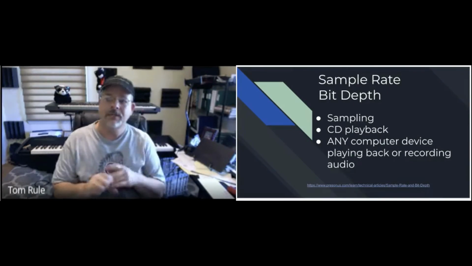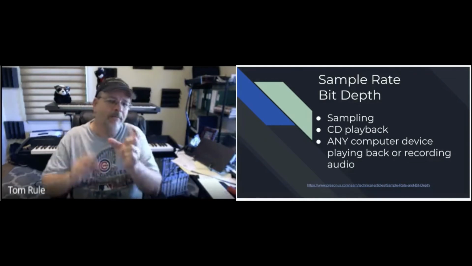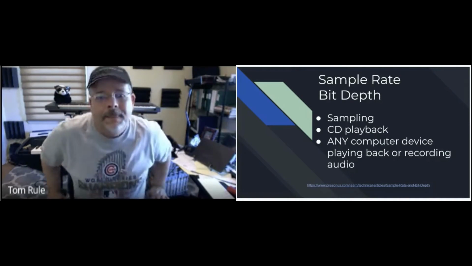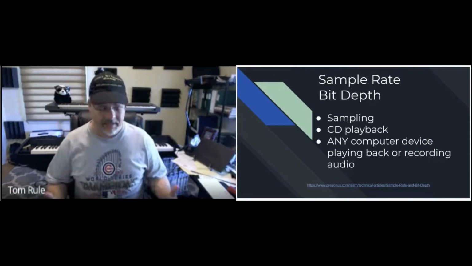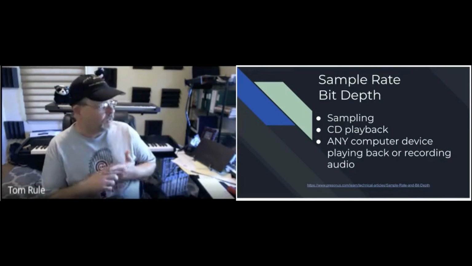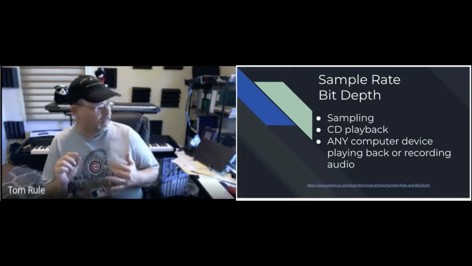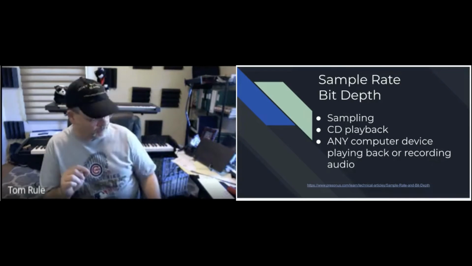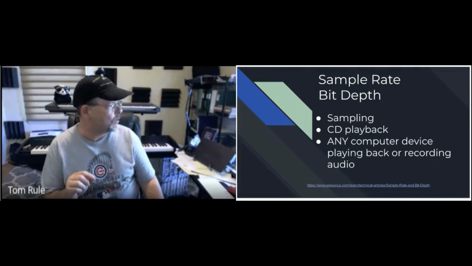Now, I know sampling originally was you take a snippet of audio that you borrowed from another record and you're using it in your record. And yeah, that's a legitimate use, but it's kind of limited. So the two things you're going to run into are sample rate and bit depth. And I've got this linked already in D2L, by the way, and there's an article there you can look at for more details if you'd like.